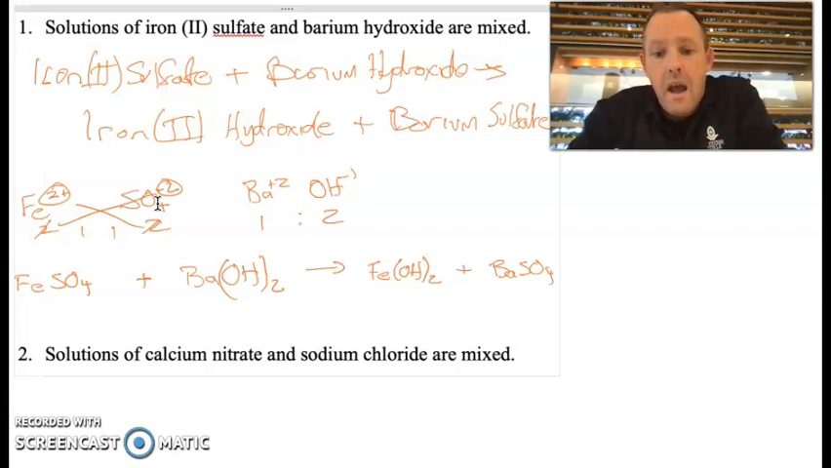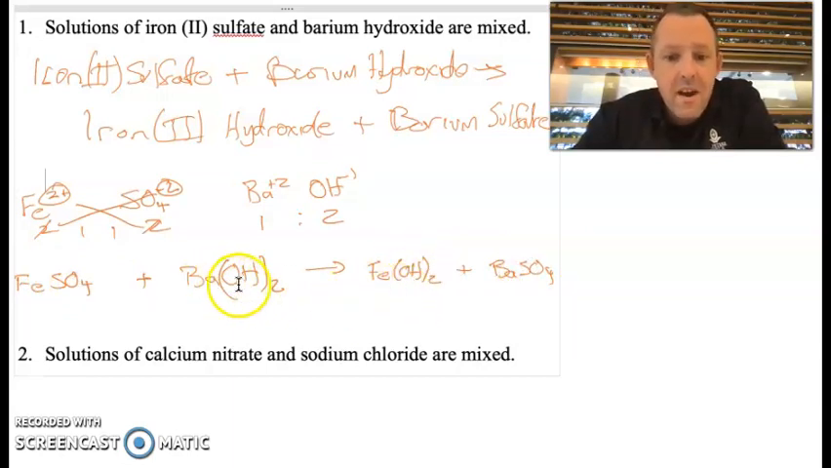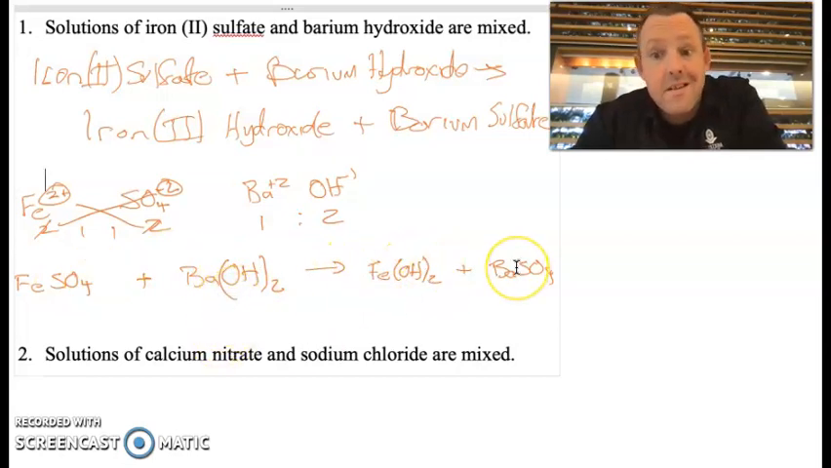Okay, I then need to balance it. So you should know how to do your balancing at this stage. Go through, start off with your groups. So I've got 1 SO4, 1 SO4, sweet, 2 OHs, 2 OHs, even better, 1 Fe, 1 Fe, 1 Ba, 1 Ba. It's already balanced for you. If it wasn't balanced, you'd have to put your numbers in accordingly. But it's a little bit of a process.